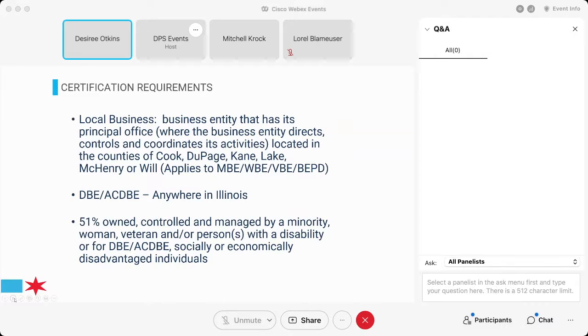Another criteria is, are you local, especially for one of those 4 certification types, the MBE, WBE, VBE, and the BEPD. Is the firm's business entity located within a 6-county region of Cook, Kane, DuPage, Lake, McHenry, and Will counties? For our federal program, DBE and ACDBE, you can be anywhere in the state of Illinois. However, you do need to make sure that 51% or more of your business is owned, controlled, and managed by a minority, woman, veteran, and/or person with disabilities for the DBE, ACDBE certification. You need to make sure that 51% of your business is owned, controlled, and managed by a socially or economically disadvantaged individual. Next slide.